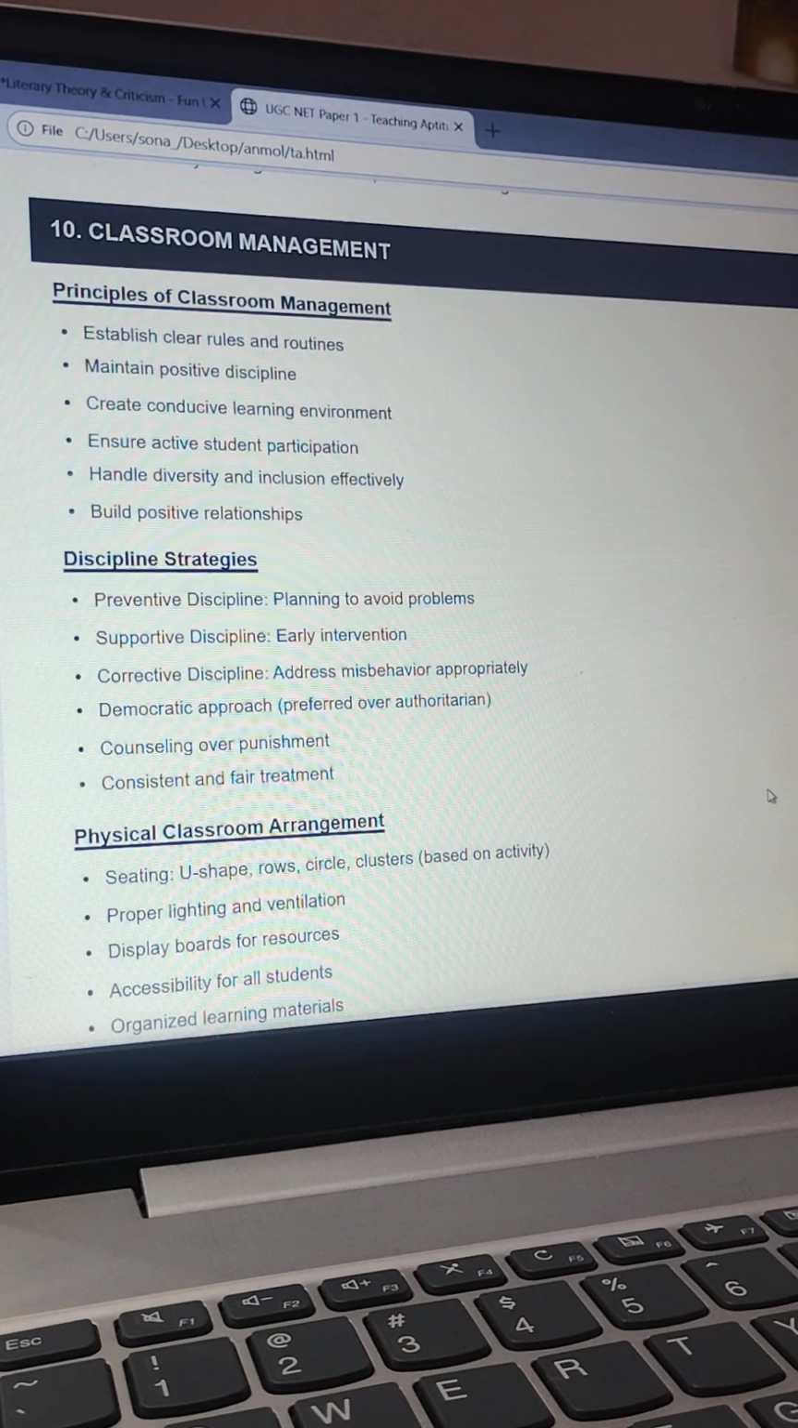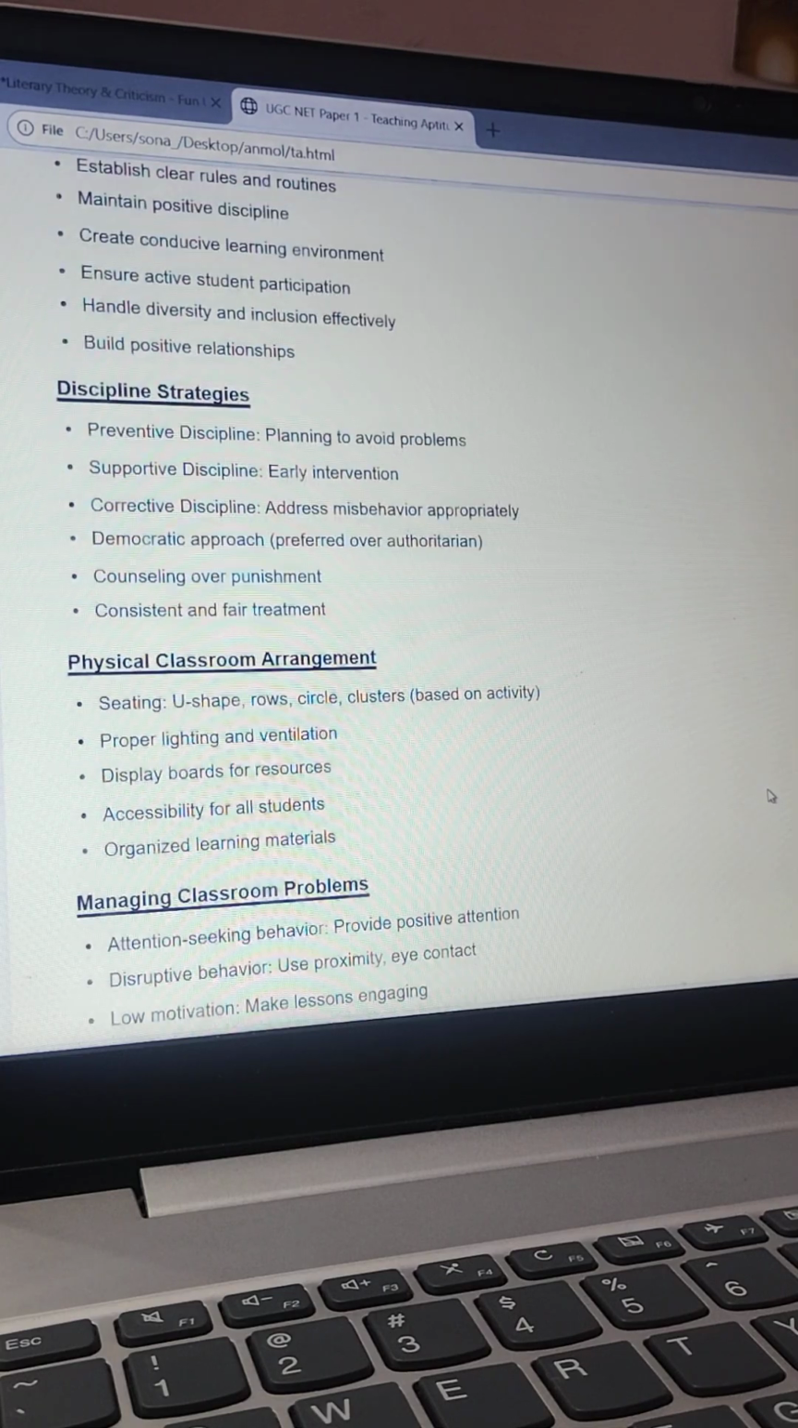Then comes classroom management. There are basic principles of classroom management, like establish clear rules and routines, maintain positive discipline and positive relationships. We have discipline strategies like preventive discipline, in which we plan to avoid problems. In supportive discipline, we have early intervention like a support system. In corrective discipline, we address misbehavior appropriately. In the democratic approach, it is preferred over authority, and counseling over punishment, with consistent and fair treatment.